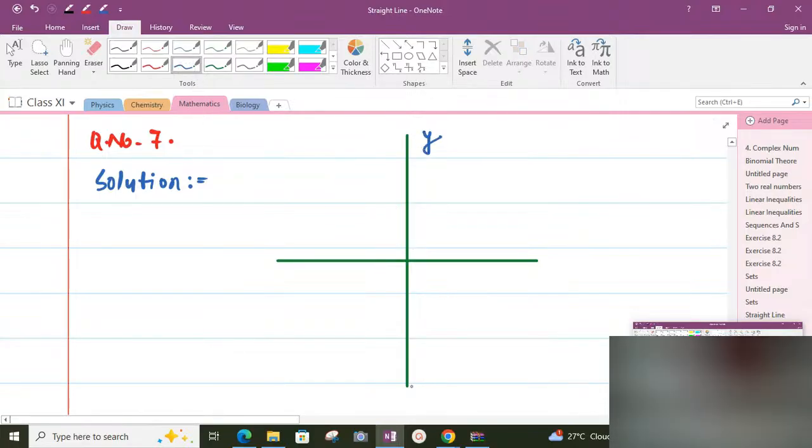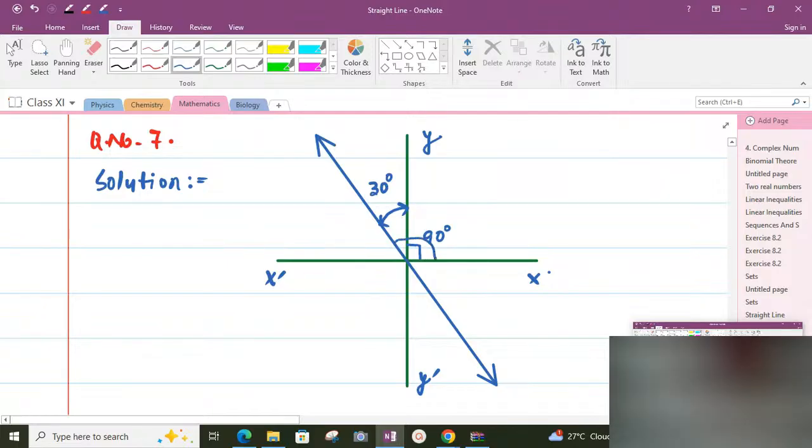This is the y positive, y negative, x negative, and x positive. This question asks us to make an angle of 30 degree from the y positive in the anti-clockwise direction. So this angle will be 30 degree and this angle will be 90 degree. Therefore 90 degree plus 30 degree, the total angle here will be 120 degree. So the slope of this line will be m equal to tan theta.